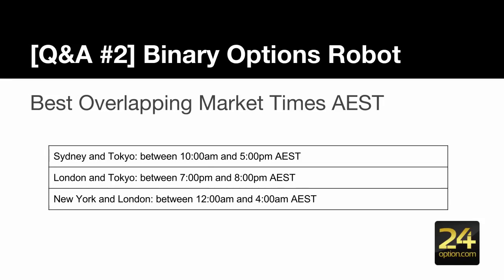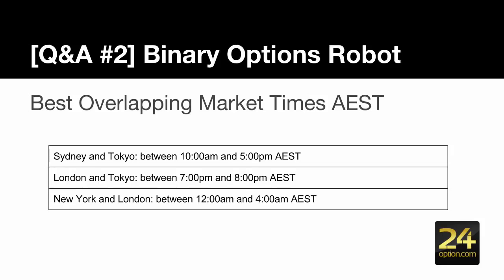So the best overlapping market times, remember these are all in Australian Eastern Standard Time, which is GMT plus 10. So if you're watching this video in another time zone, just remember that you're going to have to minus 10 hours to get your time zone. Or just search on the internet for best forex market times and you'll probably get one in your time zone. So the Australian time zone is between the Sydney and Tokyo market, between 10 AM and 5 PM. So that's pretty much the whole working day in Australia.